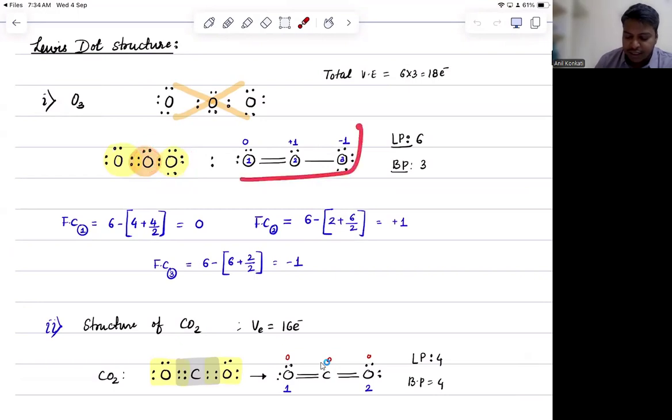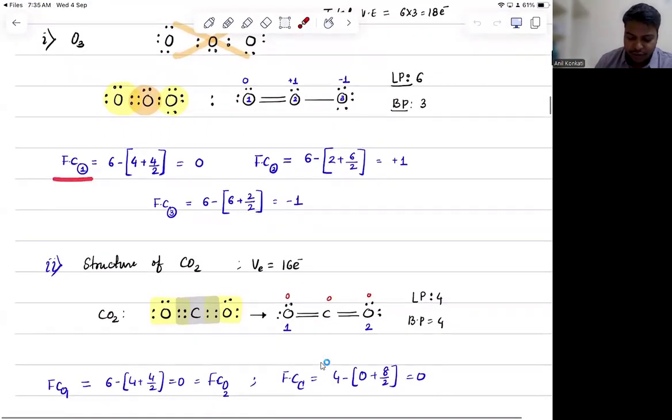So structurally, this is how it looks. There are two bond pairs in between and one bond pair here. So the total number of lone pairs is 6, and bond pairs are 3. This oxygen has two lone pairs. This oxygen has three lone pairs. The center oxygen has one lone pair.